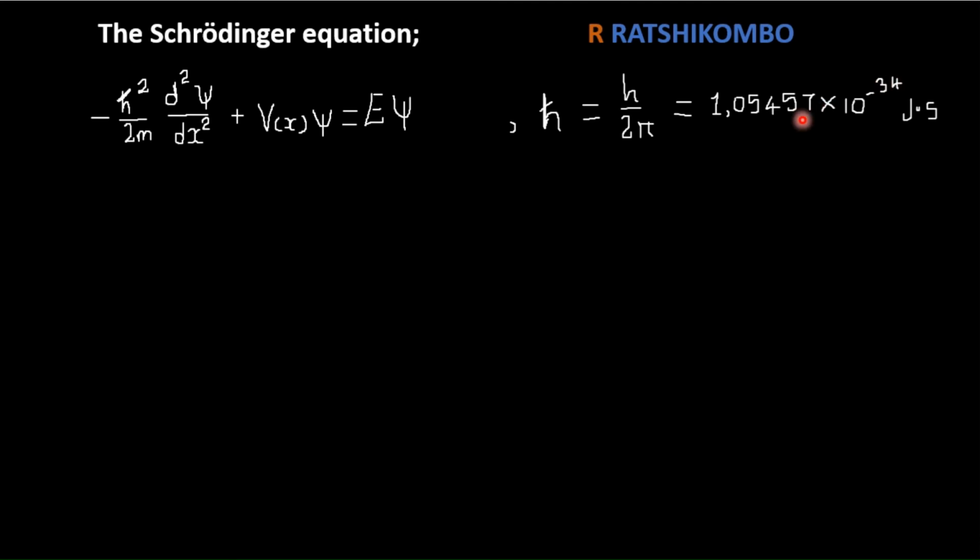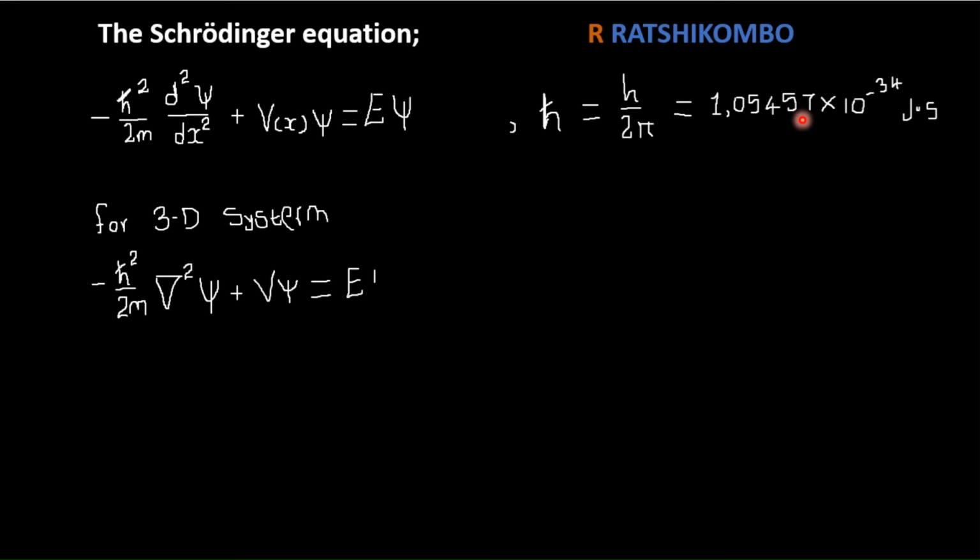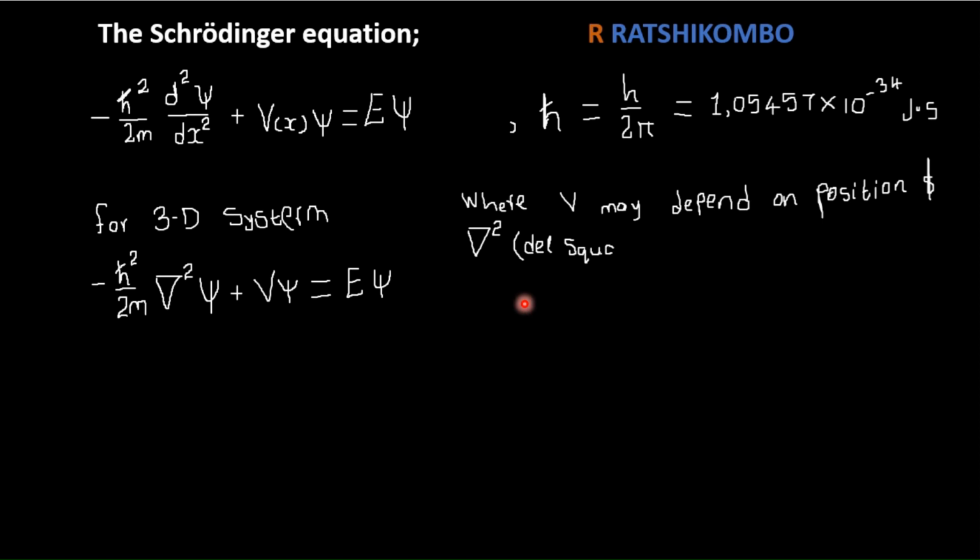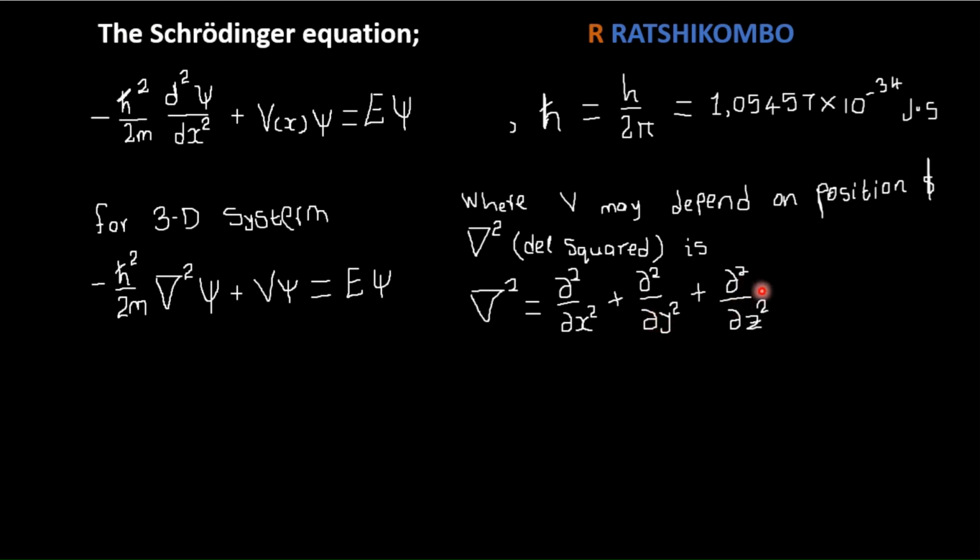Now, in a three-dimensional system, the Schrödinger equation is given by negative h bar squared over 2m, del squared psi, plus V psi, is equal to E psi. So this is psi, this is E, and this is also the potential. V may depend on the position, and the del squared is given by the partial squared over dx squared, plus d squared over dy squared, and also d squared over dz squared. So that's the del squared.